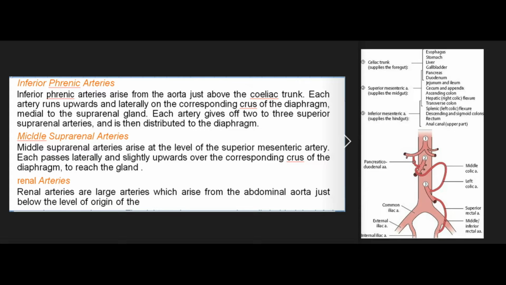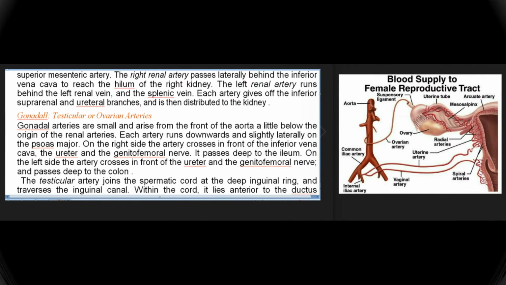Renal arteries. Renal arteries are large arteries which arise from the abdominal aorta just below the level of origin of the superior mesenteric artery. The right renal artery passes laterally behind the inferior vena cava to reach the hilum of the right kidney. The left renal artery runs behind the left renal vein and the splenic vein. Each artery gives off the inferior suprarenal and ureteral branches, and is then distributed to the kidney.